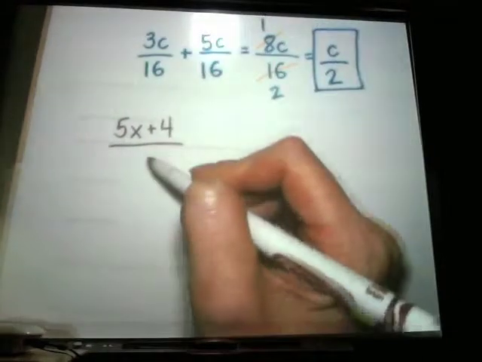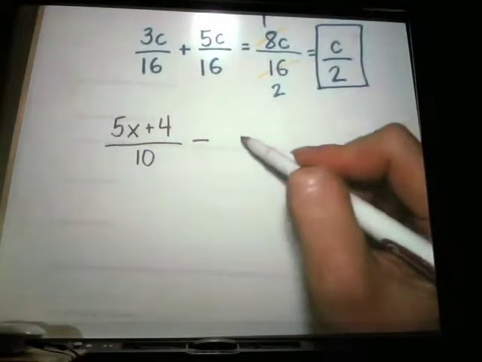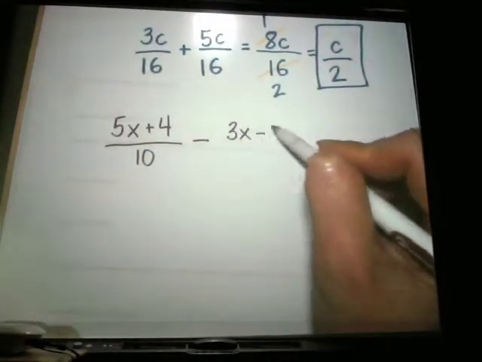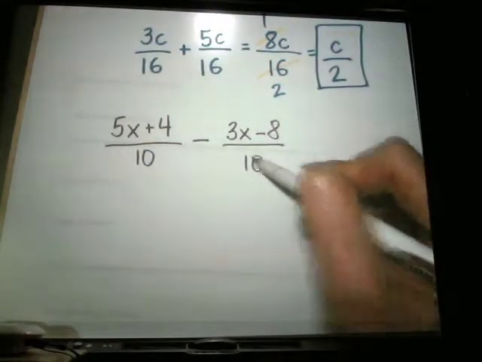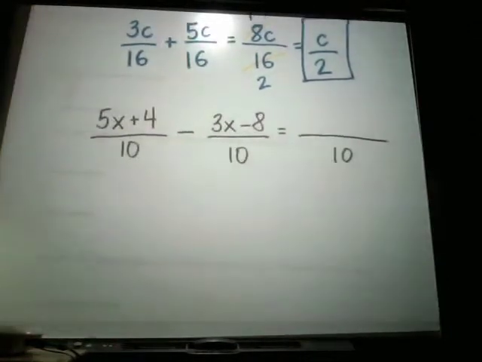5x plus 4 over 10 minus 3x minus 8 over 10. So again, we're starting with the same denominator, so we're not going to change anything just yet. We're going to save that part for later.